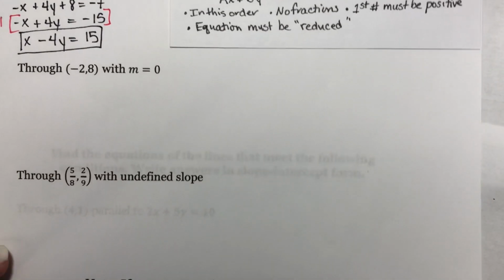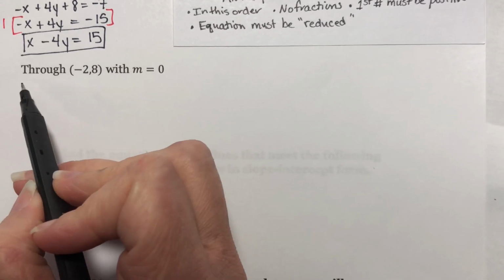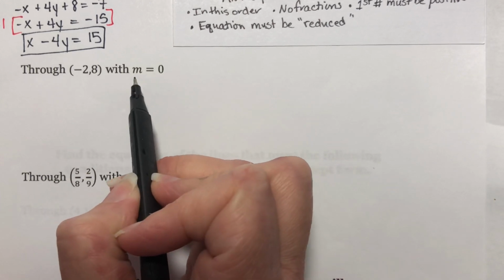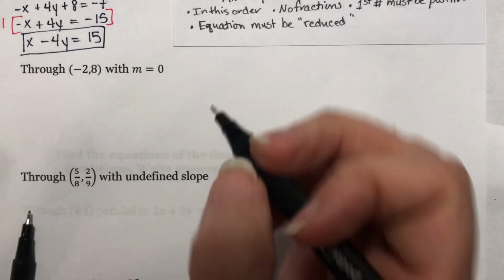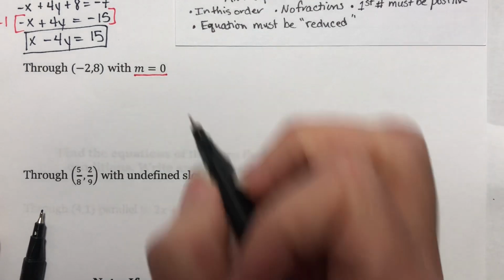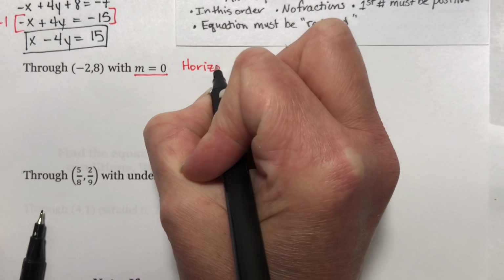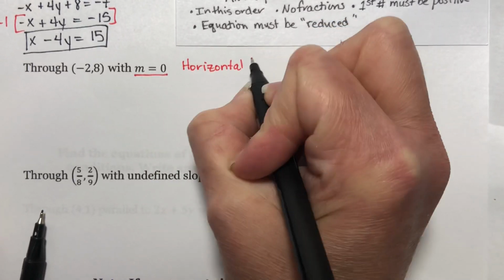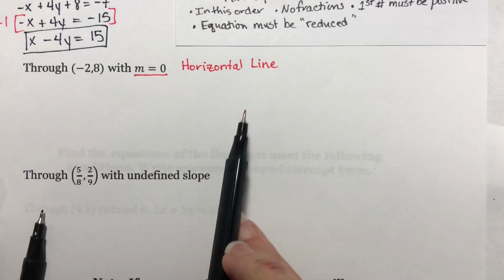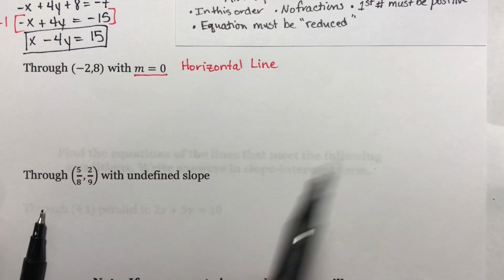Okay, so let's try. I want to find the equation of the line that passes through the point -2, 8 that has slope of 0. Now, make a connection here. What kind of line has a slope of 0? A horizontal line. Okay, so I know this equation I'm going to be coming up with will be a horizontal line for sure.